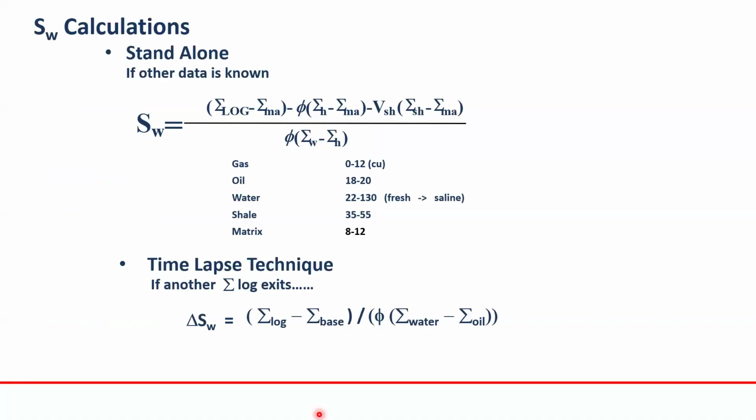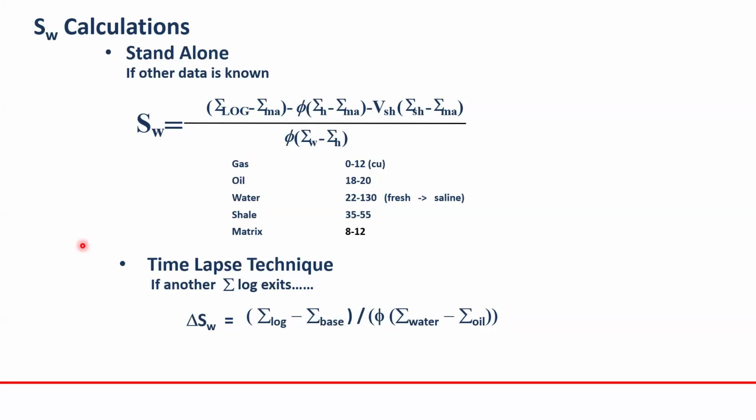This is the question of how to calculate sigma. So sigma SW equals sigma log minus sigma matrix, just as a mass balance equation. So sigma SW equals sigma log minus sigma matrix multiplied by porosity, with sigma hydrocarbon and sigma matrix, and so on. So this one you can calculate by using this equation, and these are the different sigmas. Time lapse sigma: delta SW equals sigma log minus sigma base.